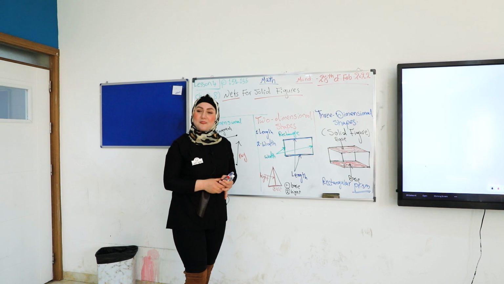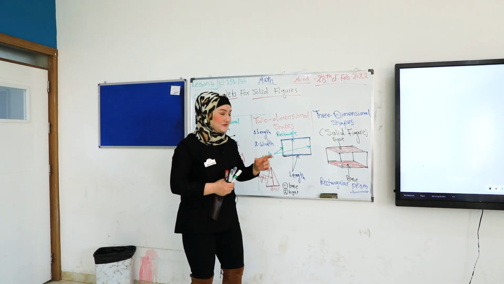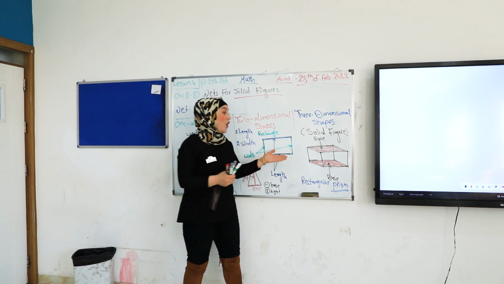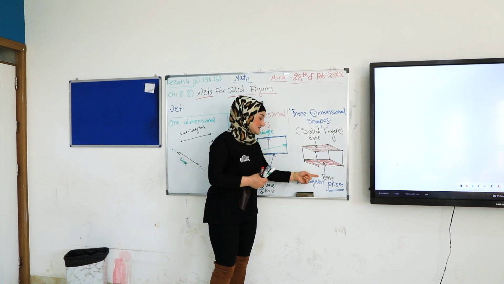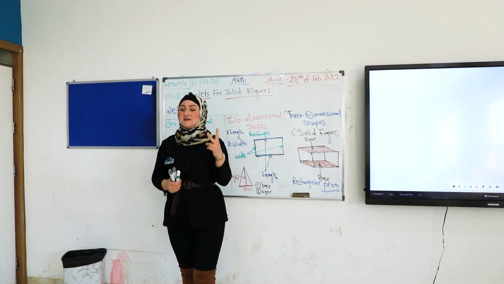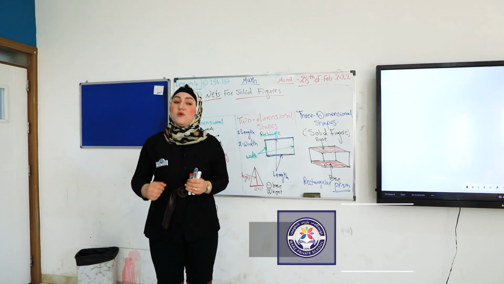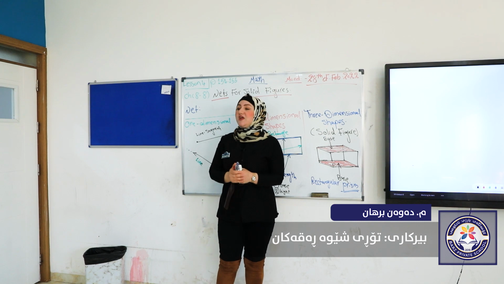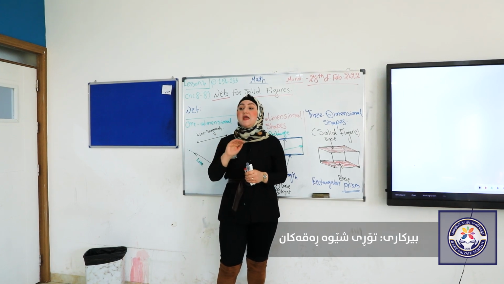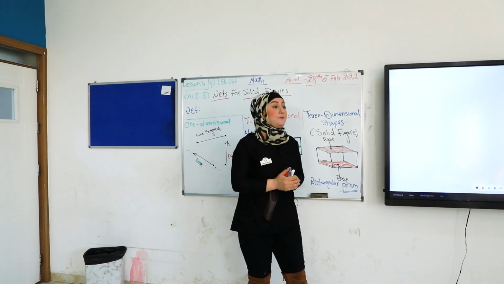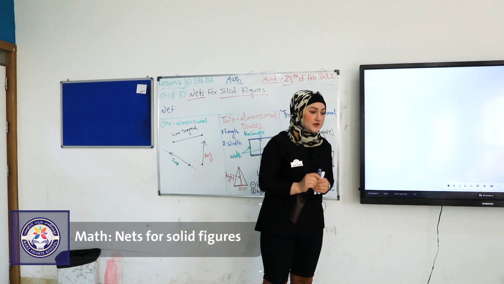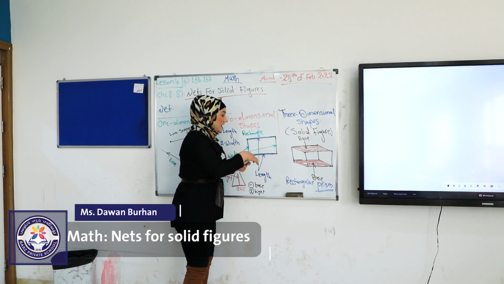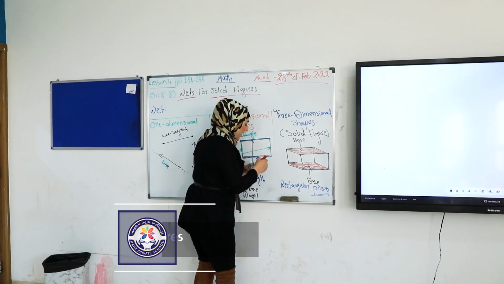Arina. Because it has 3 dimensions. Very good. It has 3 dimensions. That's why we call it a solid figure. And also, it has 2 bases. If we have 2 bases in a solid figure, it could be called a prism instead of a pyramid. It is not a pyramid, it's a prism.